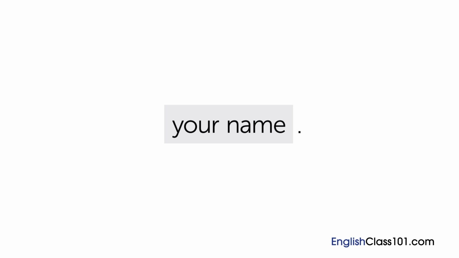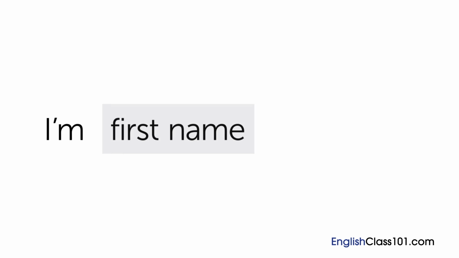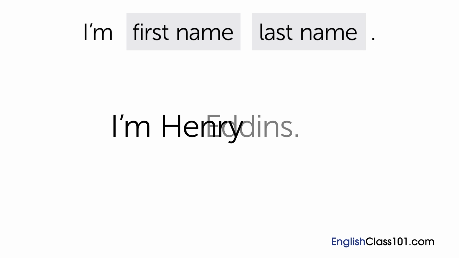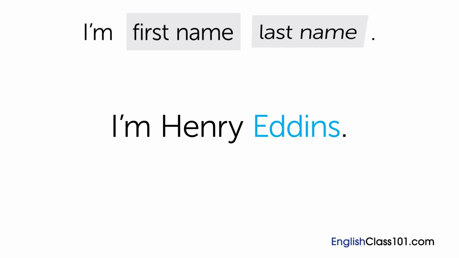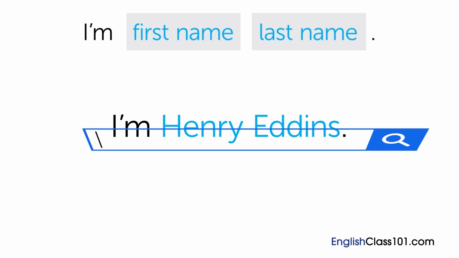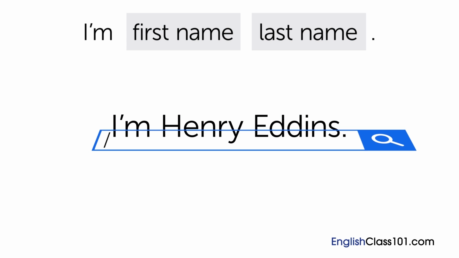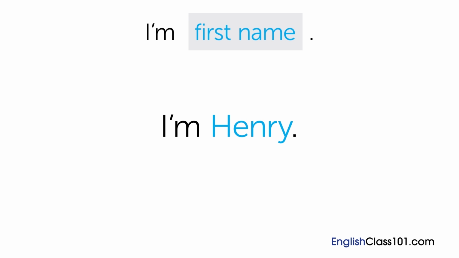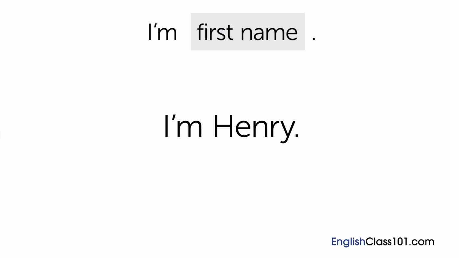The second thing you need to know is you can use I'm with just the first name or your first name and the last name together. I'm Henry Edens. Edens is Henry's family name. Using both your first name and your last name is a little more formal. It also gives you less privacy. For example, if people know both your first and last name, they can find you on the internet more easily. So it may be more common for strangers to say just their first name than people meeting in a more friendly environment.